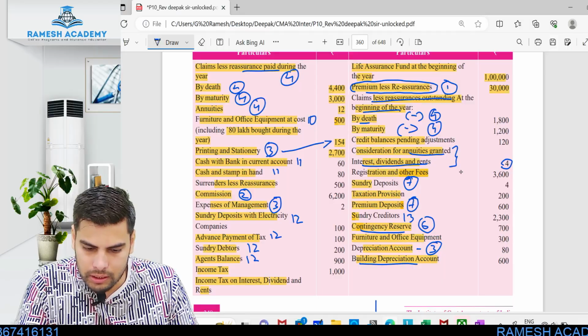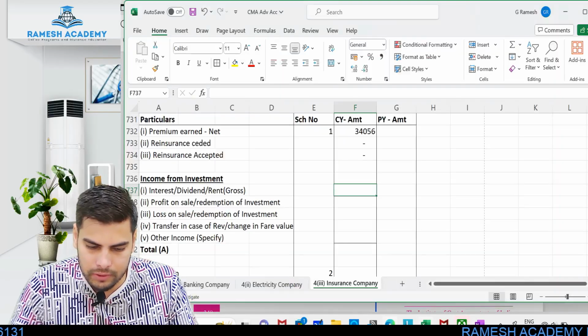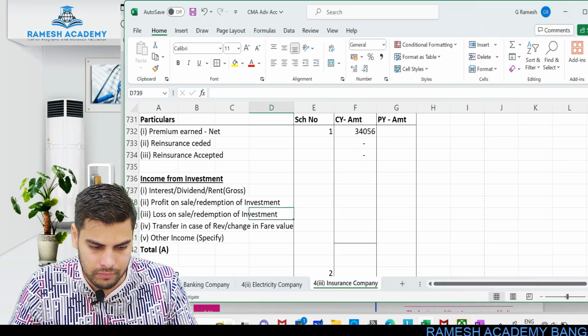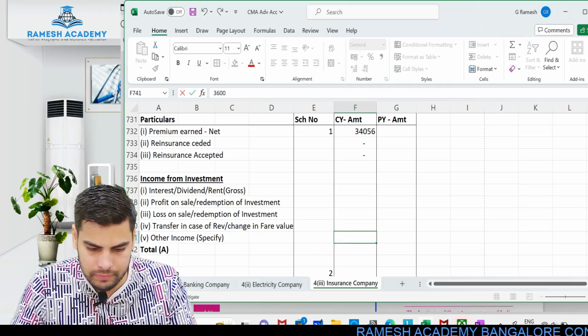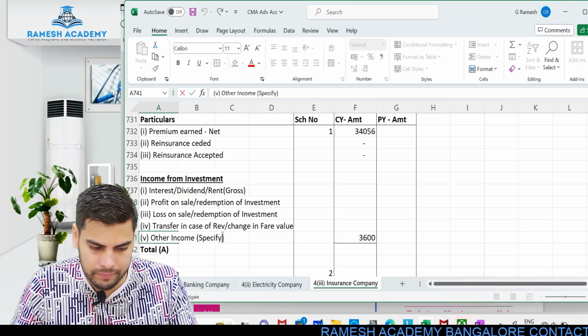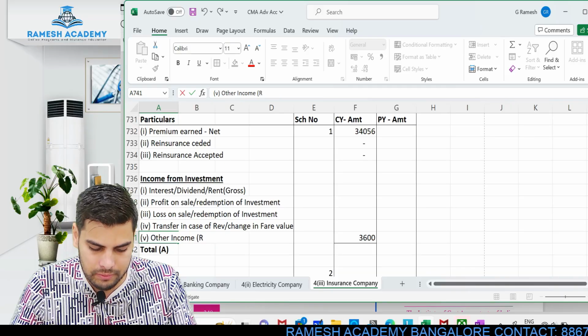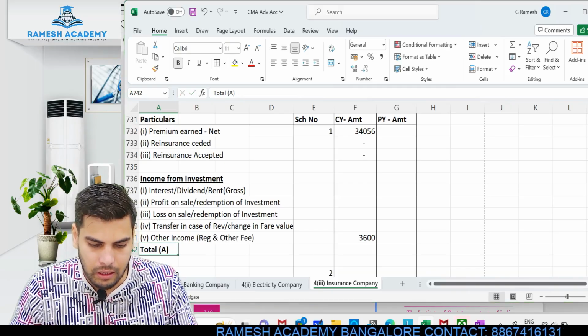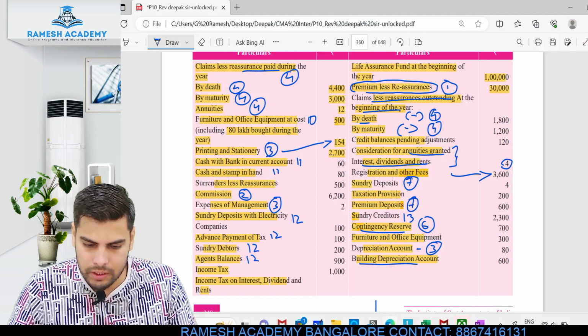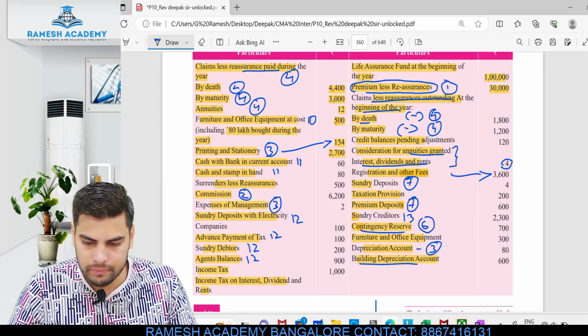So we have got registration and other fee. Okay, 3600. So 3600 registration and other fee. I'll just be specifying the nature, registration and other fee. Okay, so done with this registration and other fee. What else do we have?